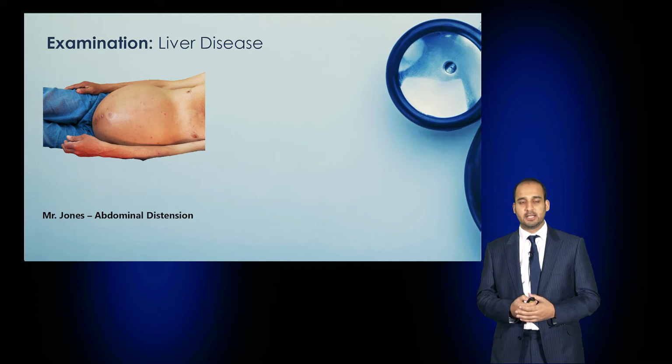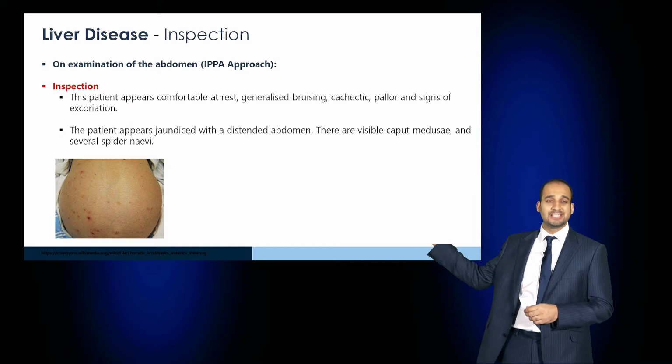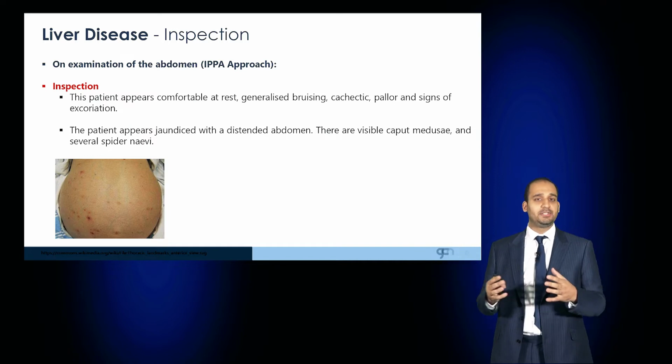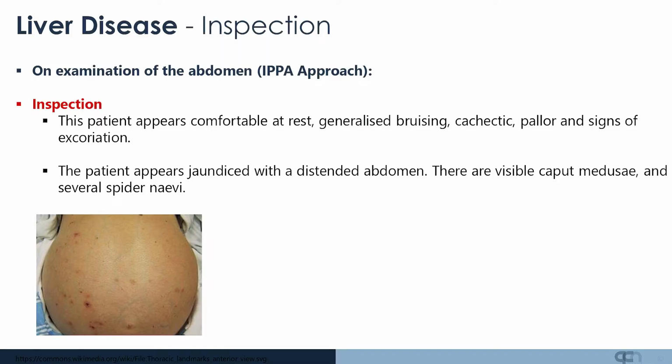Let's take a case. Mr. Jones presents with abdominal distension. Let's talk through the features that we would expect on an abdominal examination consistent with liver disease. On inspection of the abdomen, the patient may appear comfortable with signs of generalized bruising, cachexia, pallor, and signs of excoriation. But the key finding is that the patient has a distended abdomen with visible caput medusae and spider nevi.